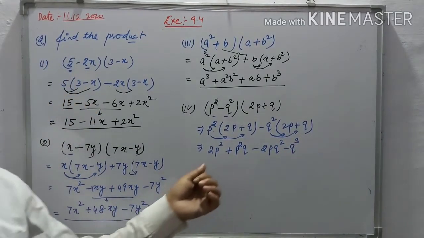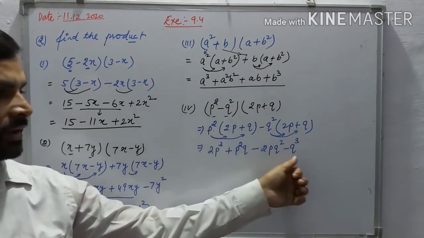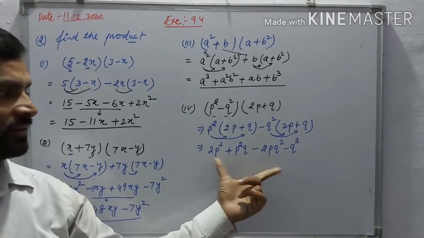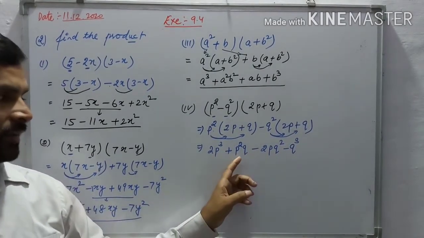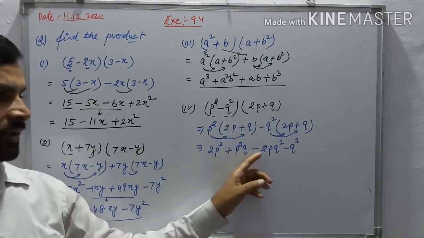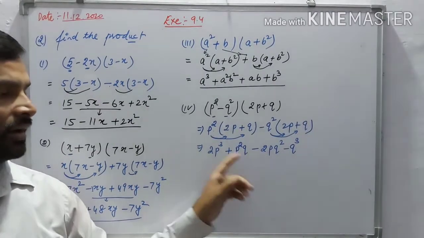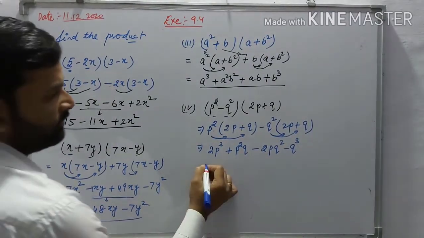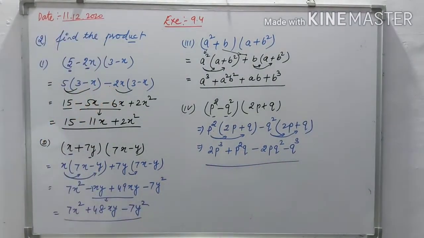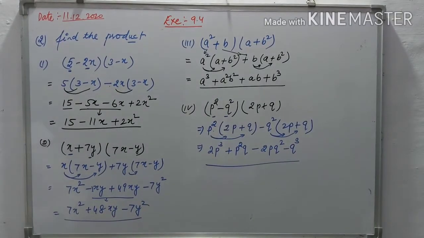Again we will see 2pq, and last is qq. The first and last are unlike terms. The middle terms, p square q and pq square, are unlike terms. So the four terms are unlike terms. Then the final answer is 2p cube plus p square q minus 2pq square and minus q cube. Okay, so the second question is finished.